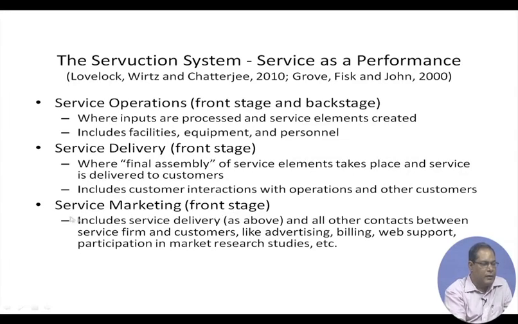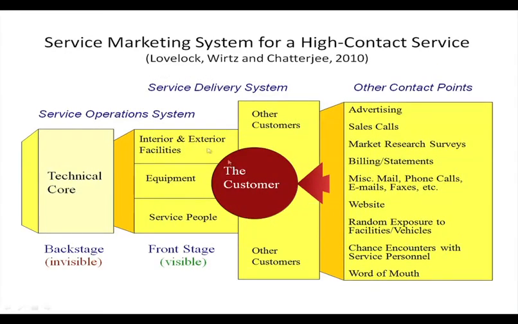And then there is the front stage service marketing. So, this includes service delivery as above and all other contacts between the service firm and the customers, like advertising, billing, web support, participation in market research studies, etc. So, these are the front stage service delivery and marketing, and the front stage and back stage service operations. So, the service marketing system for a high contact service, which is given by Lovelock, Wirtz and Chatterjee in 2010. So, here we see that there are three parts: the service operation system, the service delivery system and other contact points. So, the service operation system, there is a technical core which is in the backstage and is invisible.